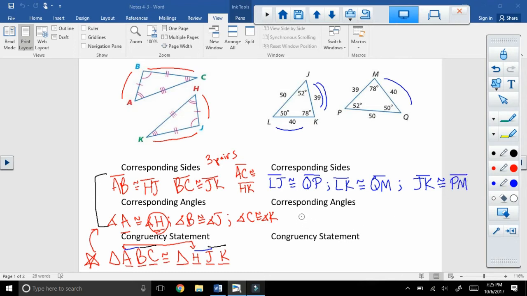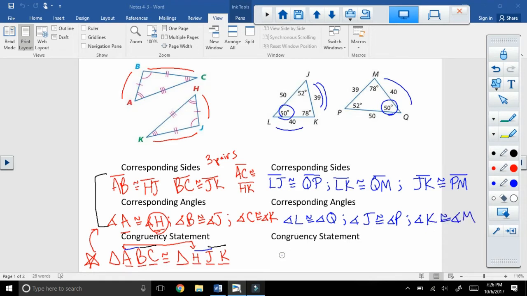Again, the angles are a little quicker. Just match up the angles that are corresponding, and you can just look at the different angles or the different congruency marks depending on how the picture is set up. So I can say that angle L is congruent to angle Q. We have angle J congruent to angle P. And lastly, angle K is congruent to angle M.